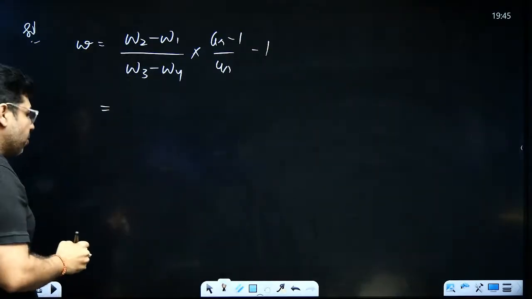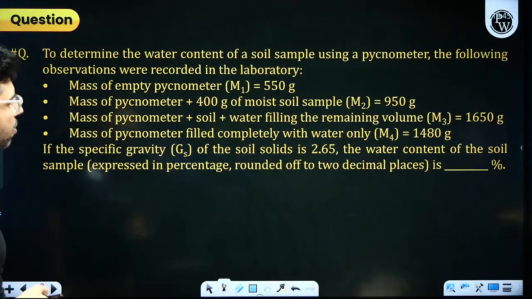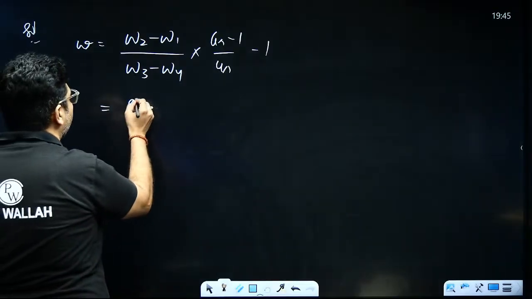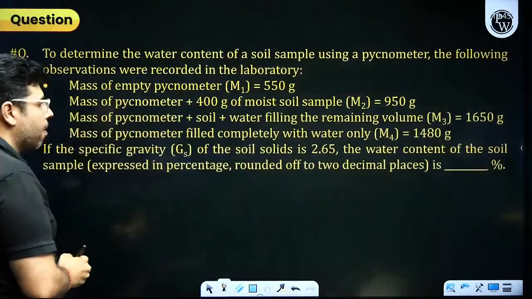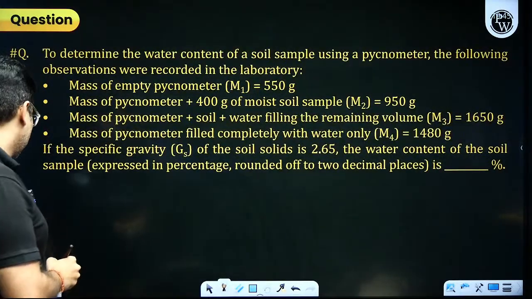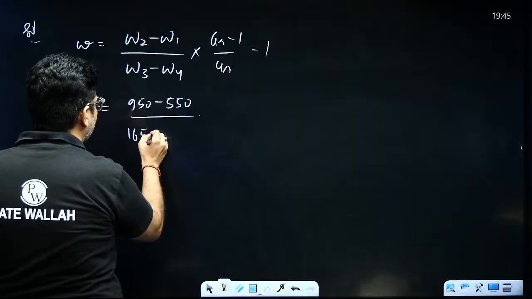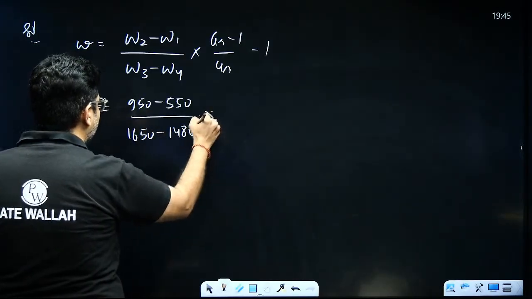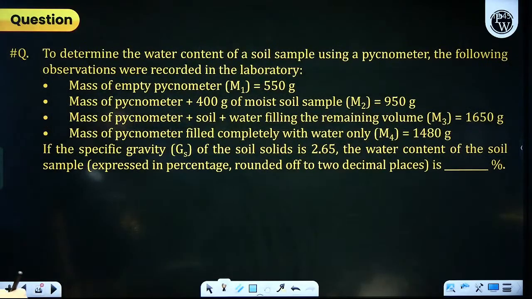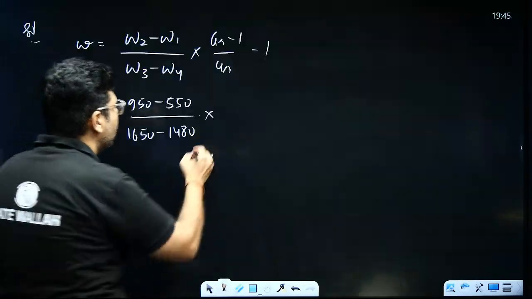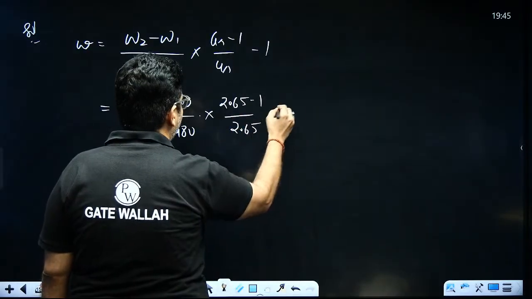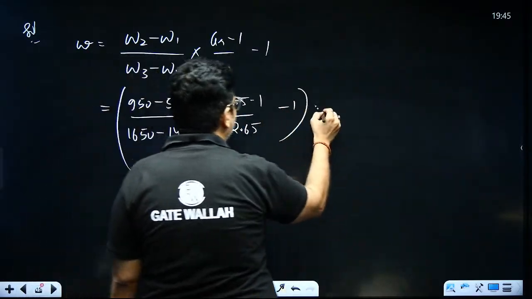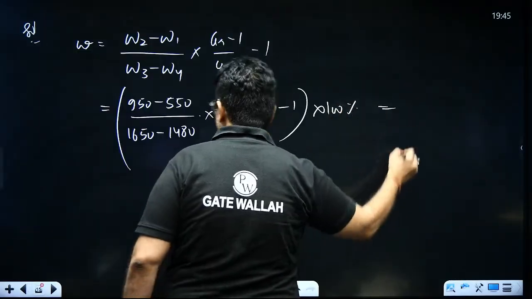So W2 is how much, in grams? Everything is in grams. 950 minus 550. Then 1650 minus 1480. GS is how much? 2.65. Multiplied by 100, you will get your answer in percentage.